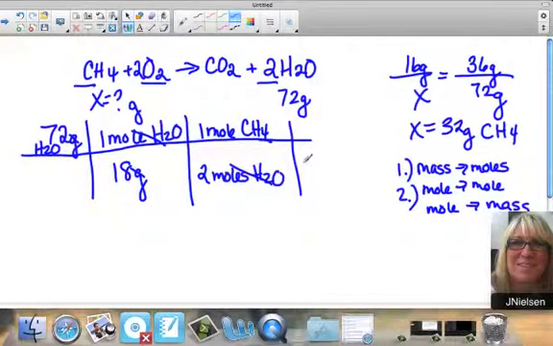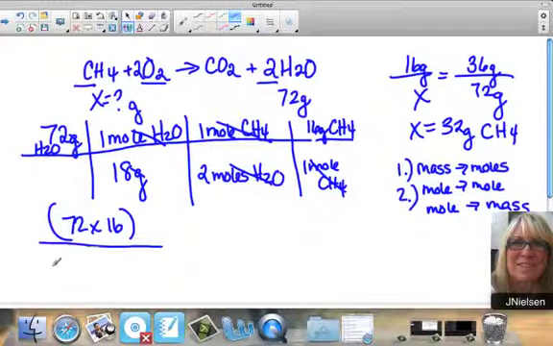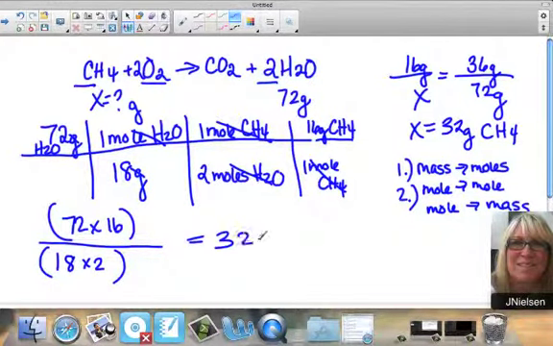What I know is 1 mole of CH4 has a mass of 16 grams. So now my moles of CH4 cancel. I'm left with grams of CH4, which is what I'm trying to find. So what this winds up being is 72 times 16 divided by 18 times 2. When you do the math on this, you're going to come out with 32 grams of CH4, which is exactly what I got when I set up a proportion.